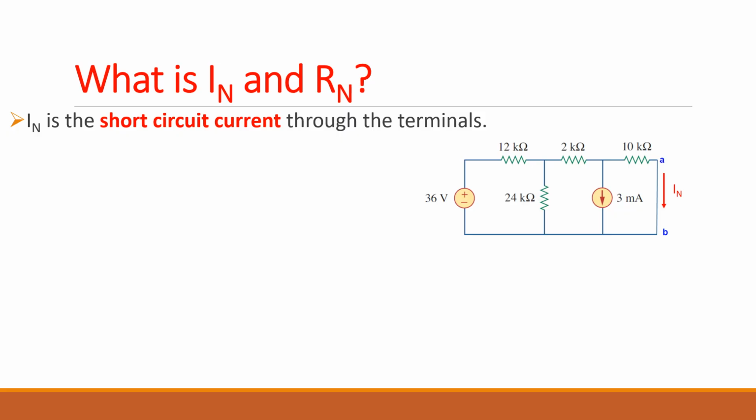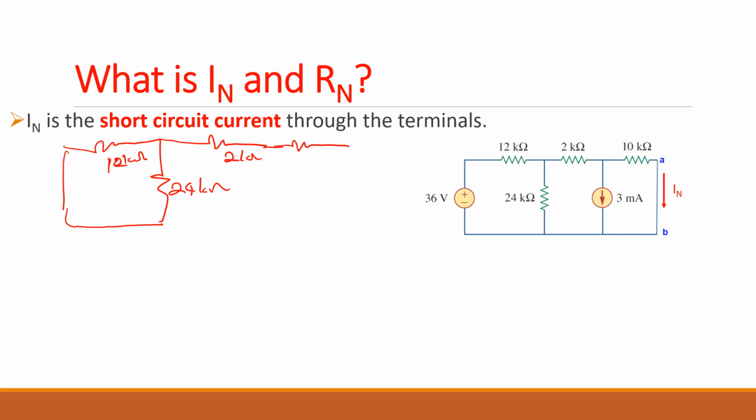Okay, so find me the Norton current and Norton resistance. So how did you find the resistance? You switch this off. So 24 kilo ohms and 12 kilo ohms. Then you have 2 here, and then you have 10 kilo ohms here. So that's it. Am I right?